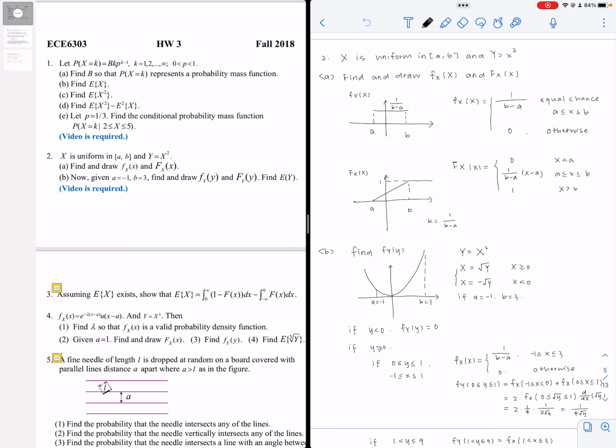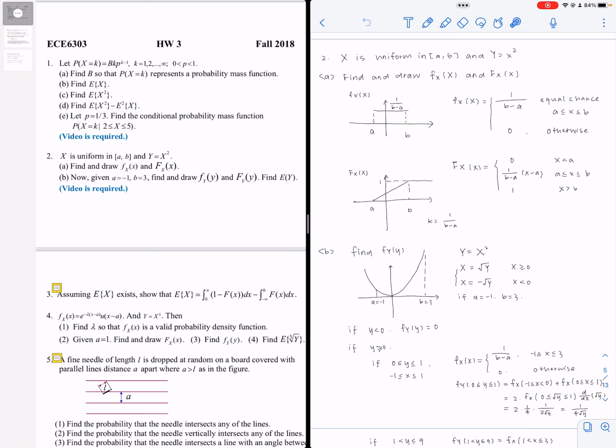Okay, so let's look at problem number 2. And we're given x is uniform in the interval a to b inclusive and y equals x squared. And now we need to find and draw the probability density function of x and the cumulative probability of x.